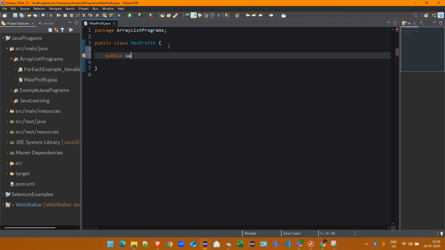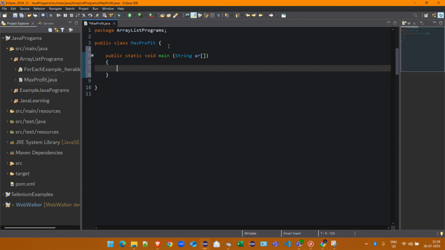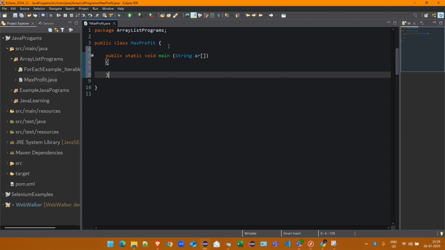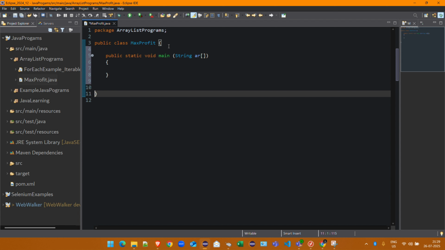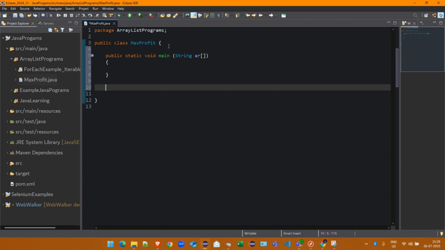public static void main, which takes a String array as a parameter. And what we will do is write another generic method that would return us the max profit.